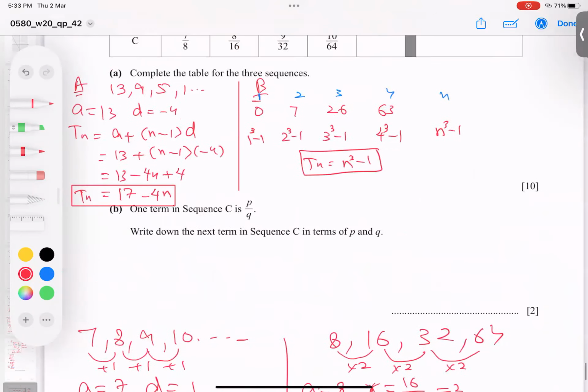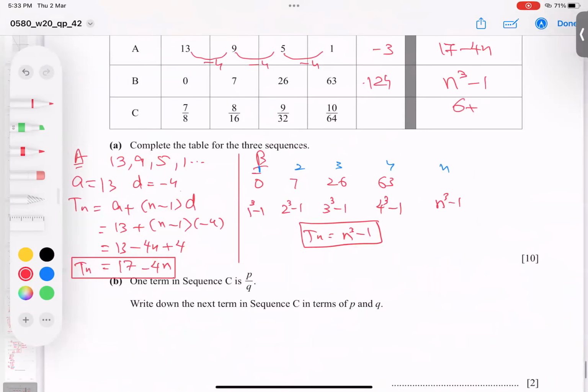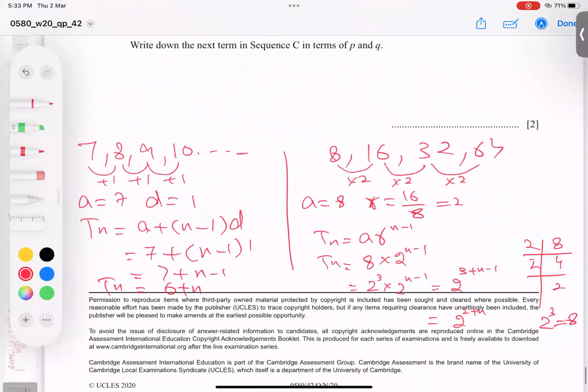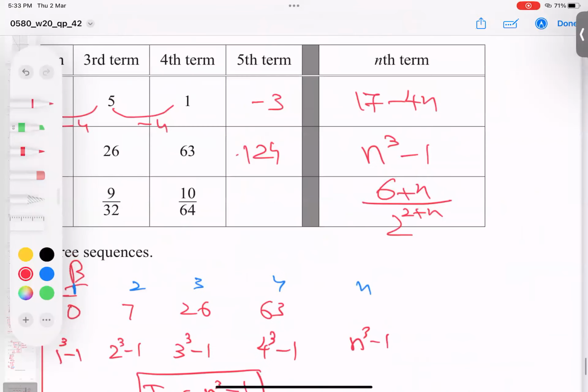I'm writing 6 plus n on the top, and down, 2 to the power 2 plus n. You want to check it? Let's try, for example, the third term. Put 3 here: 3 plus 6 is 9. It matches. Put 3 here: 3 plus 2 is 5, and 2 to the power 5, you can check in a calculator, gives 32, which is the same. So Alhamdulillah Rabbil Alameen, I think okay.